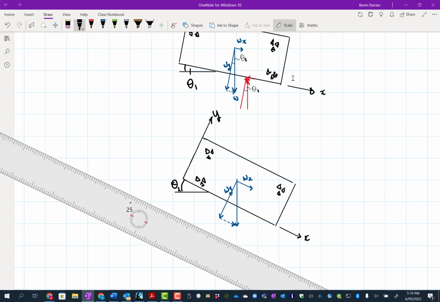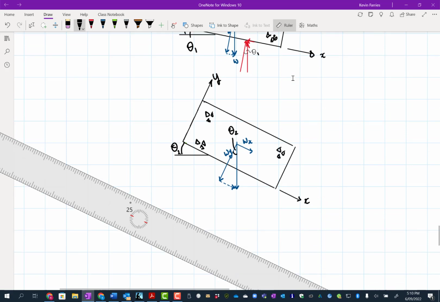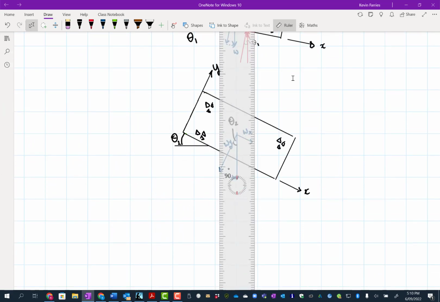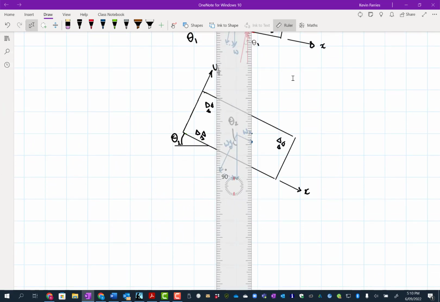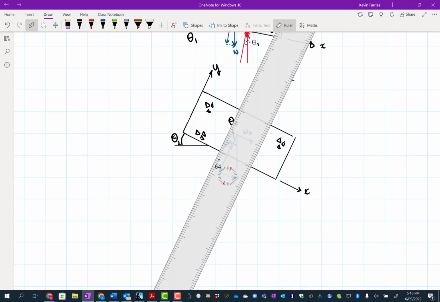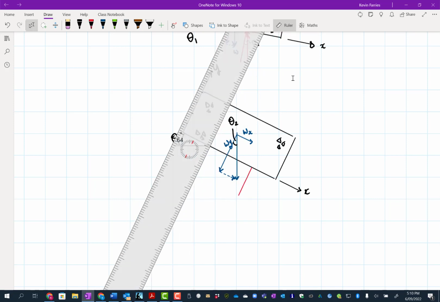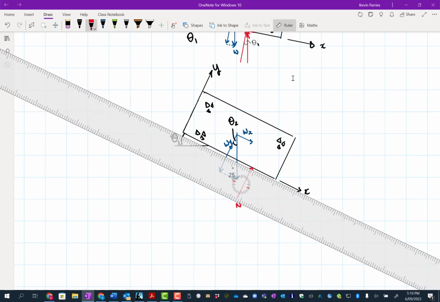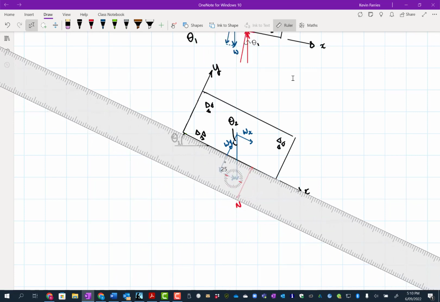And still, this angle here is now theta 2. And then we're going to have some reactions to this. So we're going to have a reaction in the y direction, which is equal to Wy. And that's just going to be our normal force. And we're going to have a reaction to the X component.